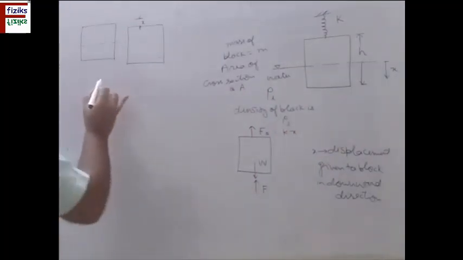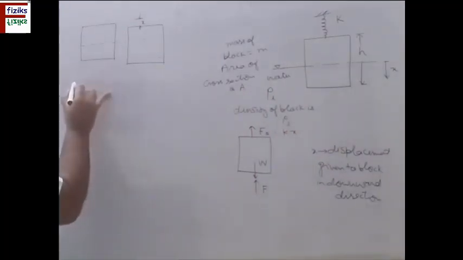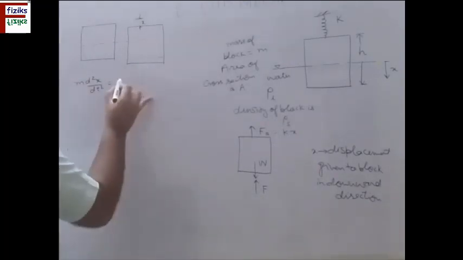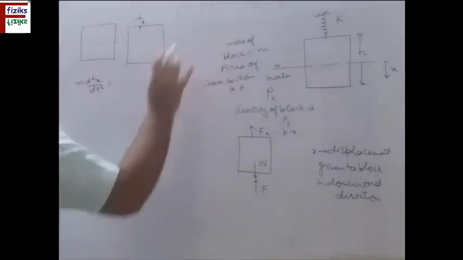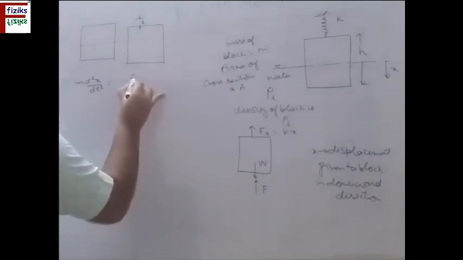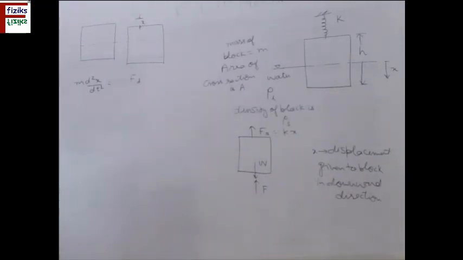Now we can write down the equation, that is mass into acceleration, m d2x by dt square, where m is the mass of the block, equal to the disturbing force. So disturbing force minus Fd, the disturbing.